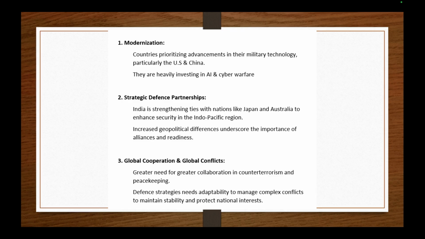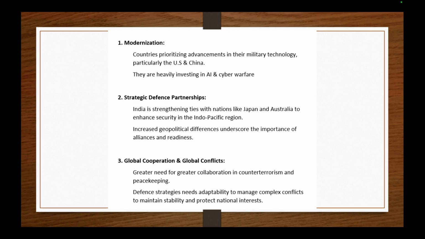Second, strategic defense partnerships, that India is strengthening ties with nations like Japan and Australia to enhance security in the Indo-Pacific region. And then increased geopolitical differences underscore the importance of alliances and readiness. Now, this is something different from the first point that was thematically based on AI and the use of AI in future warfare. Here we are talking about strategic defense partnership, strengthening the alliances, especially with context to India. And third, we talk about global cooperation and global conflicts.